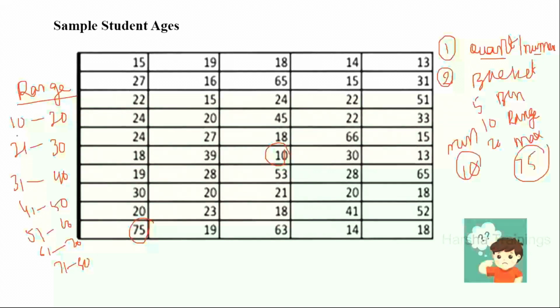Now what we should do is, how many numbers are in between 10 to 20, that I will call it frequency. How many numbers fall in a given range is called frequency. Like this I should write the frequency values. Okay, can you please respond?